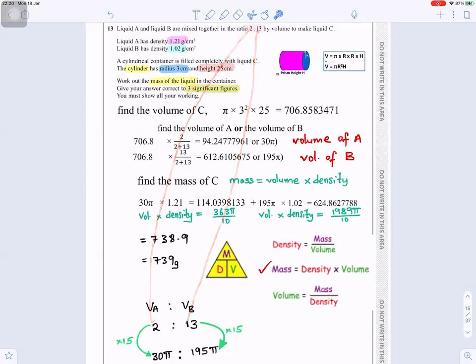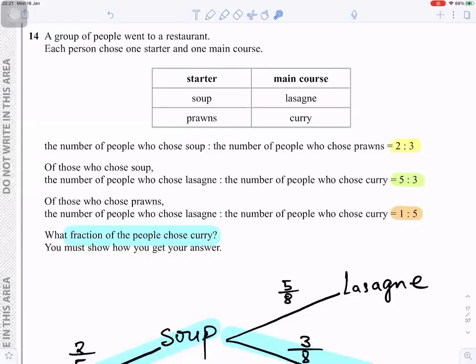Something you need to note, volume of A is to volume of B, which is 2:13. So if you times by 15, you get 30 pi. You times by 15, you get 195 pi. So that's where you got the 30 pi there, and you got the 195 pi there. So you get your answer to be 739 grams.